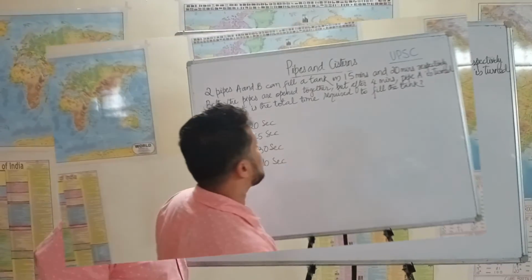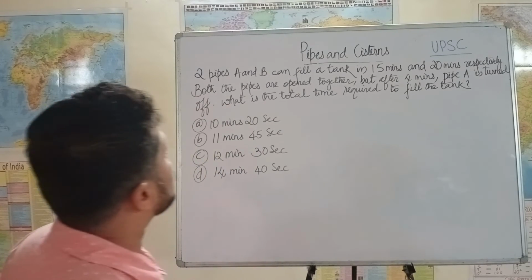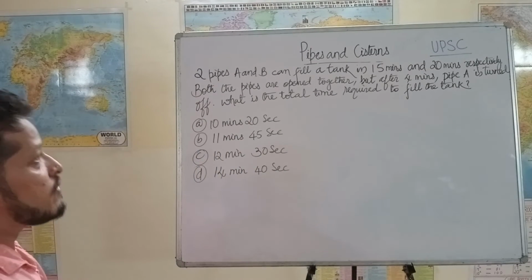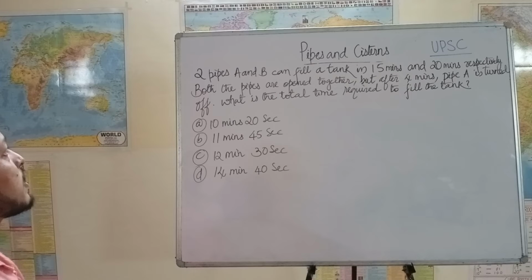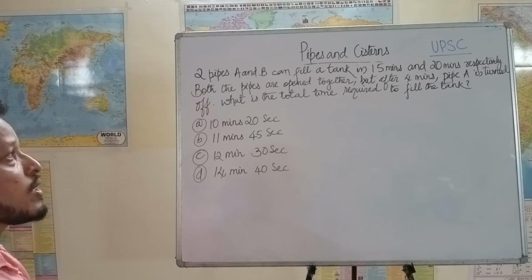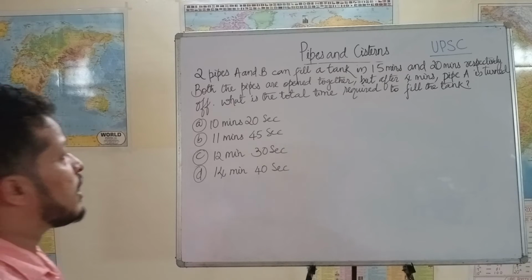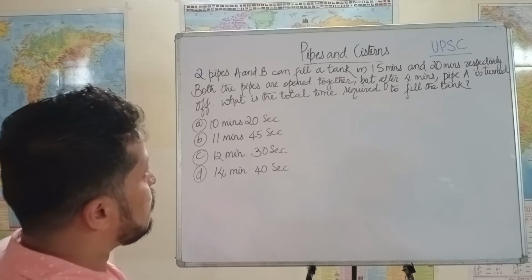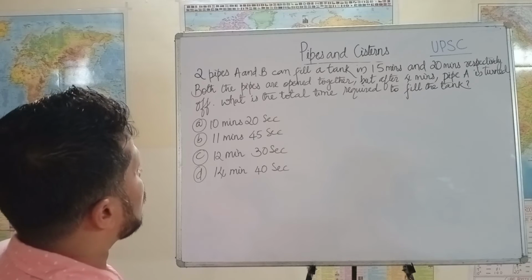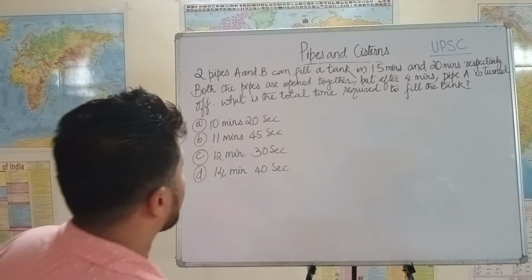Okay, we have a UPSC question here. Two pipes A and B can fill a tank in 15 minutes and 20 minutes respectively. Both the pipes are open together, but after 4 minutes, pipe A is turned off. So only B is on for the rest of the time. What is the total time required to fill the tank?